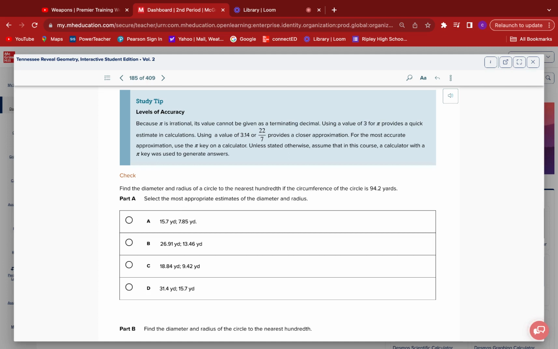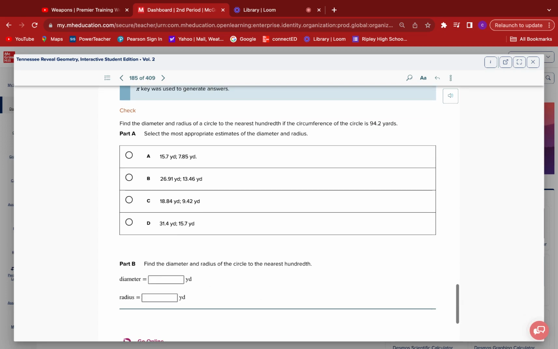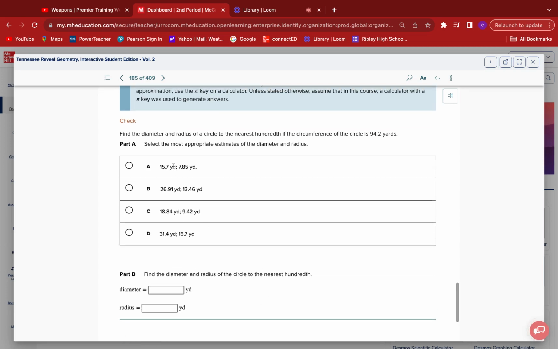Oh, hang on a second. Did I put something wrong in the calculator? All right, so 94.2 divided by pi is 29.98. We got another typo or something? Divide that by 2 to get my radius is about 14.99. Oh. What have y'all done? All right, select my appropriate estimates.